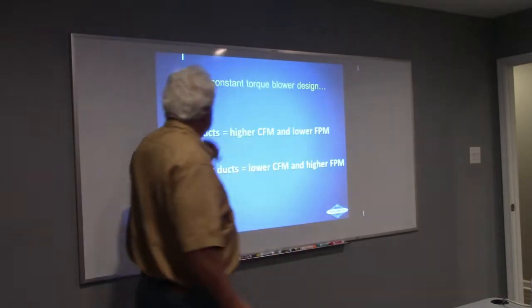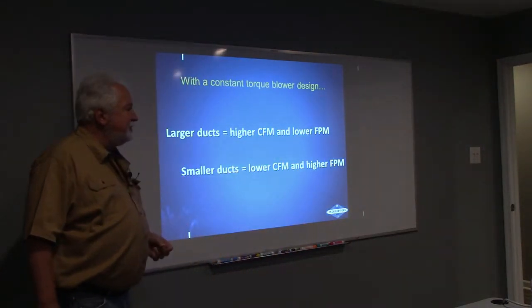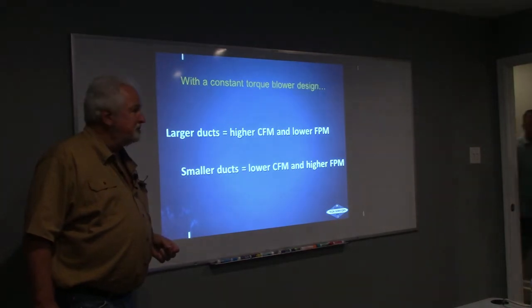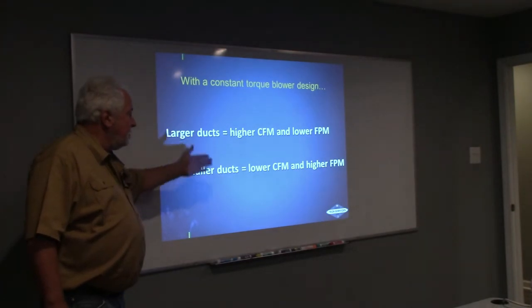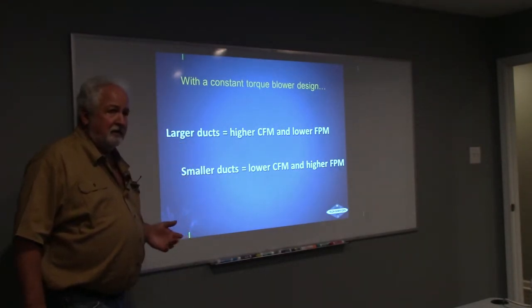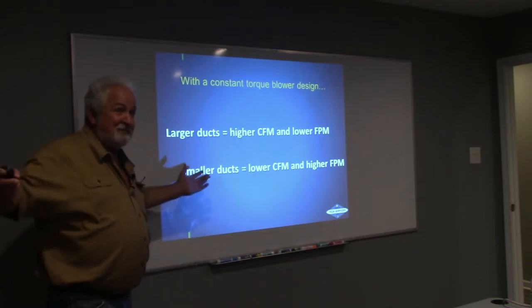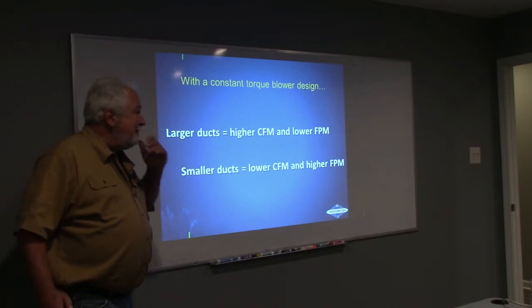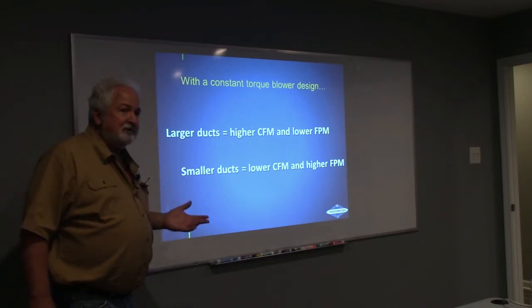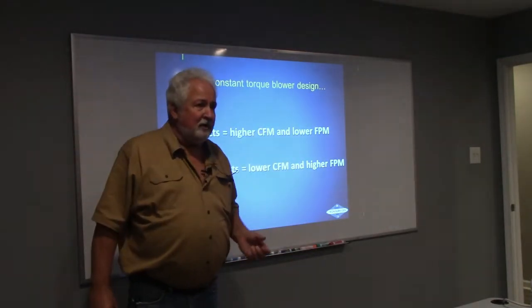Okay. With the constant blower design, larger ducts equal higher CFM and lower velocity, lower speed. Smaller ducts equal lower CFM and higher speed. Does that make sense? I mean, that pretty much says it all, doesn't it? Yes, sir. Cool.